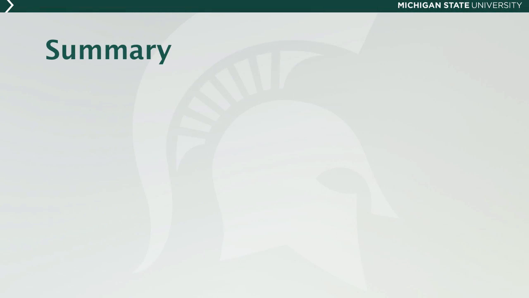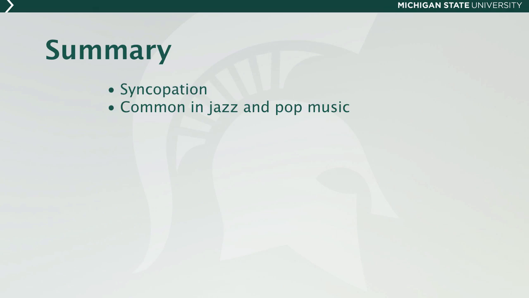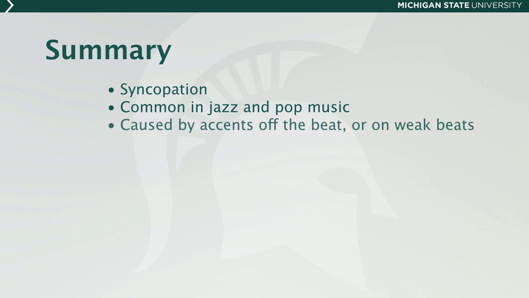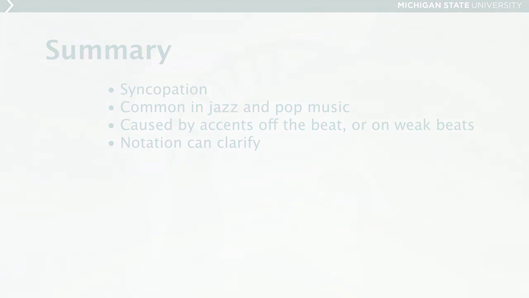In this lecture, we learned that accents can conflict with the meter, creating syncopation. Syncopation is common in jazz and pop music, but we also saw examples from Mozart and Beethoven. Syncopation occurs when the accent created by the music falls off the beat or falls on a relatively weak beat. To make it as easy as possible for the performer, a composer might choose to write beaming and note values that show the underlying beats, thus emphasizing the syncopation.